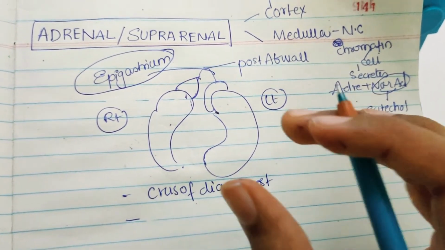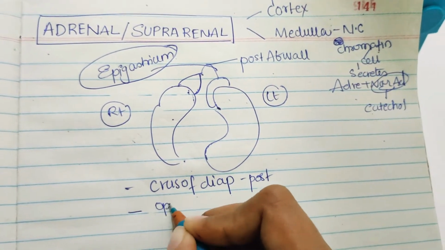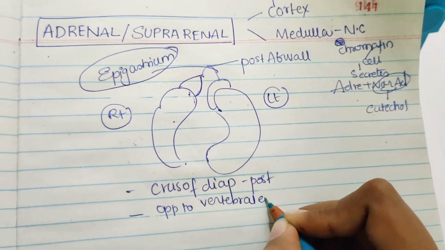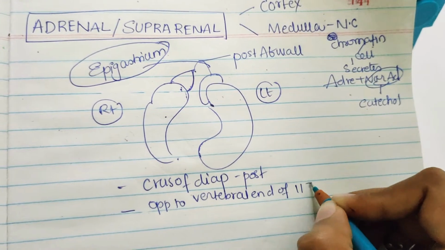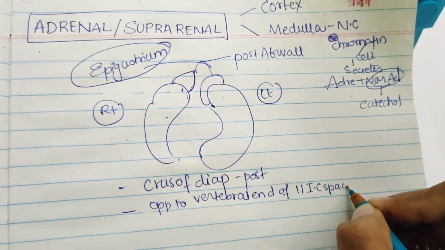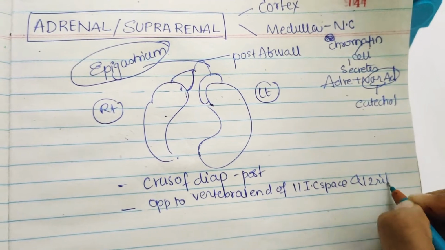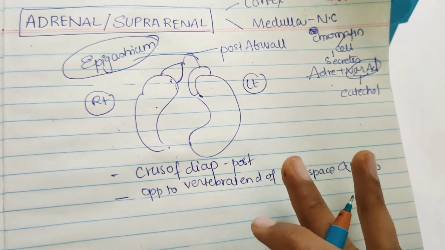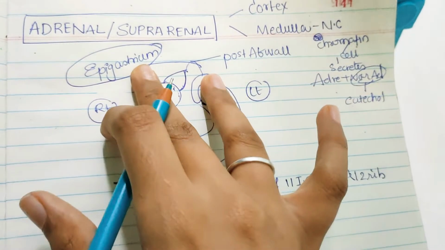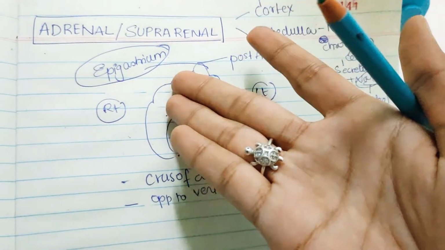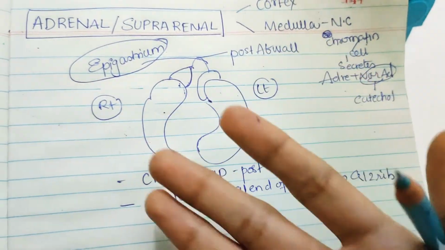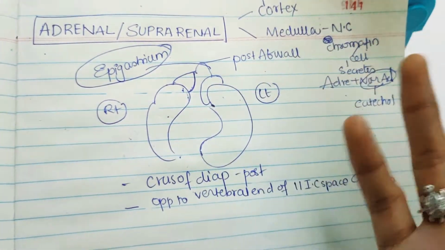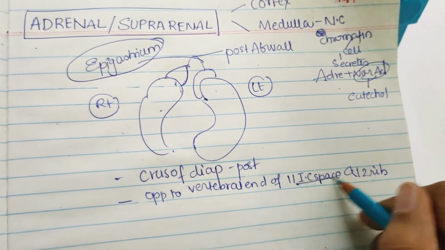Next, they are opposite to the vertebral end of the 11th intercostal space and 12th rib. What it means is that it is between the 11th rib and 12th rib. This kidney and these glands are located on the posterior side of your abdomen, on the back side, not on the anterior side of your body. On the posterior side, it is related to the 11th and 12th rib.